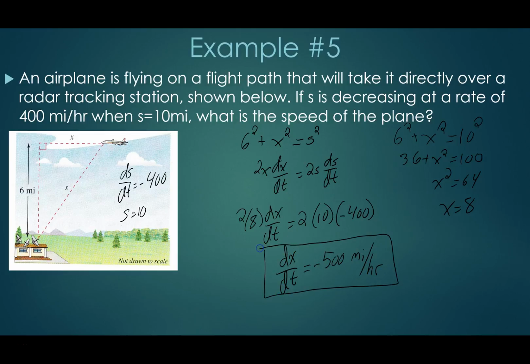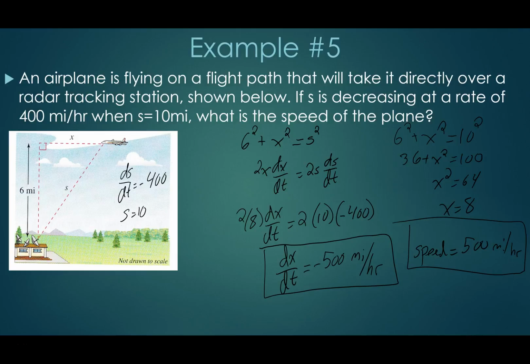The reason the velocity is negative is because we're going in the leftward direction. We're getting closer and closer to our target, that's why it's a negative velocity. But if they want speed, then speed is a positive 500 miles per hour. Again, speed is always the absolute value of velocity. Velocity tells you the direction you're traveling in, speed just tells you how fast you're going. It doesn't care whether you're going left, right, up, down, west, or east.